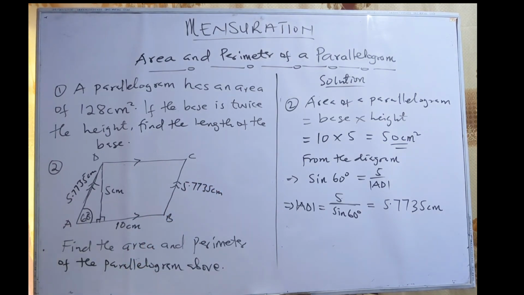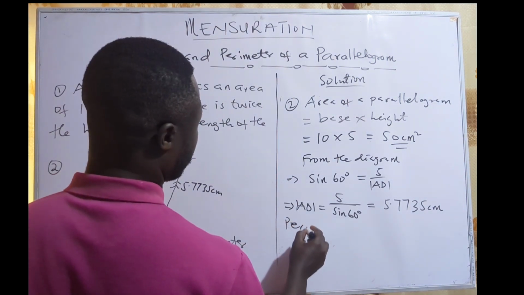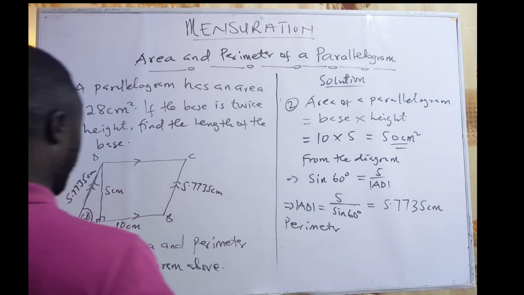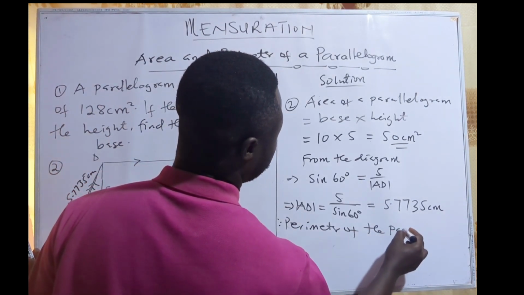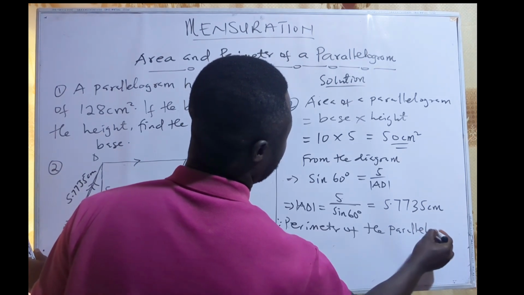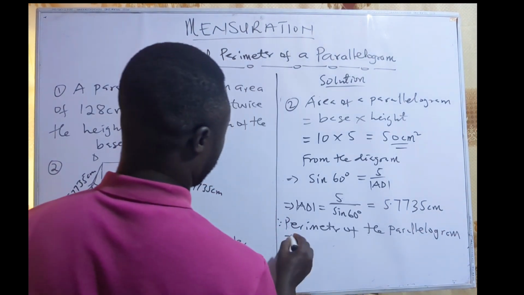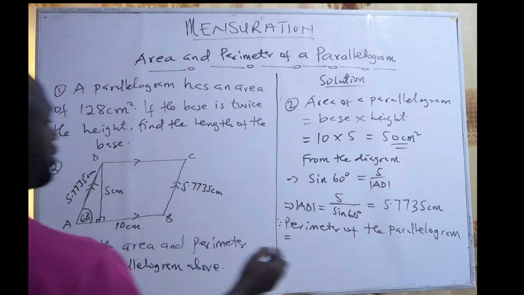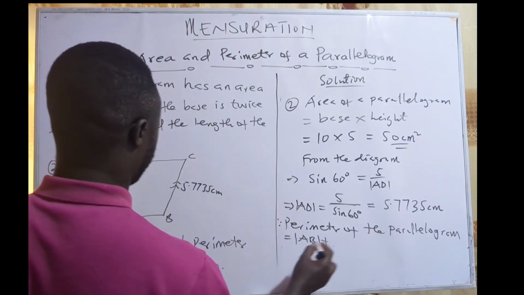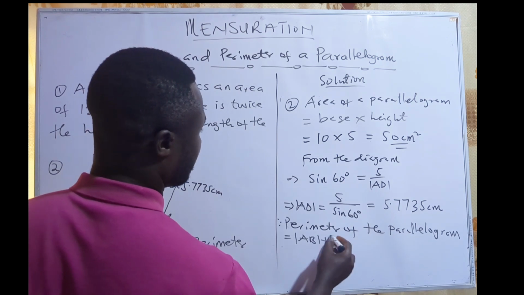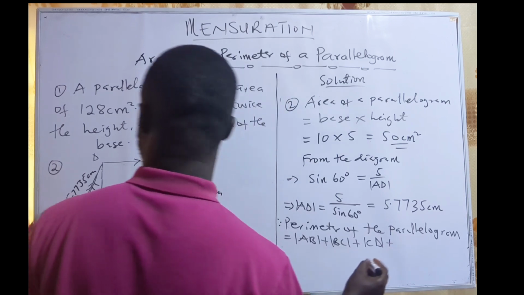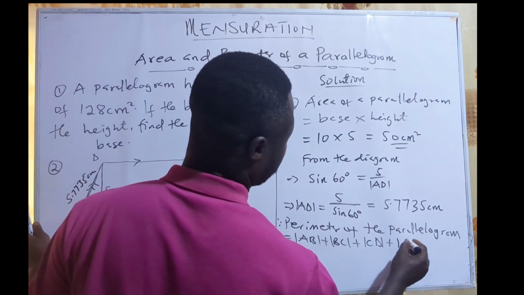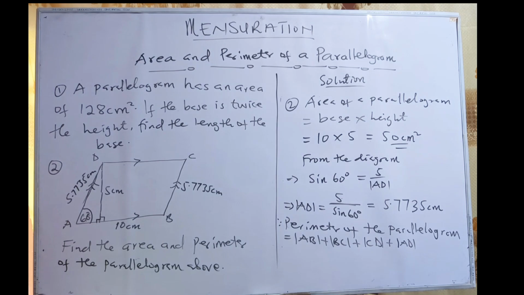Okay, so if you want to find the perimeter, then you can say the perimeter of the parallelogram is AB plus BC plus CD plus AD. Okay, so that is the sum of the lengths around the figure.